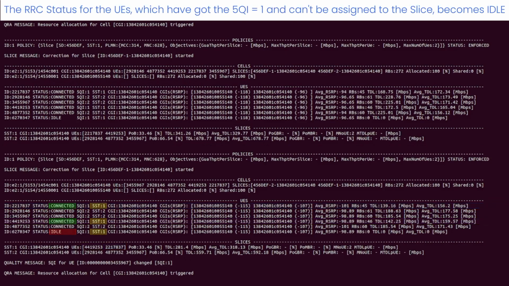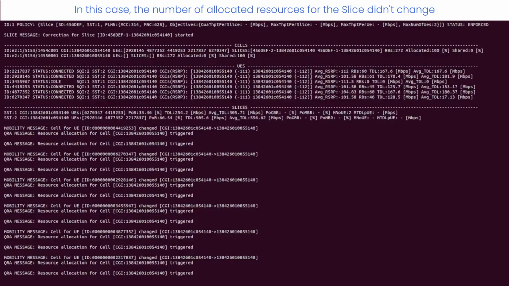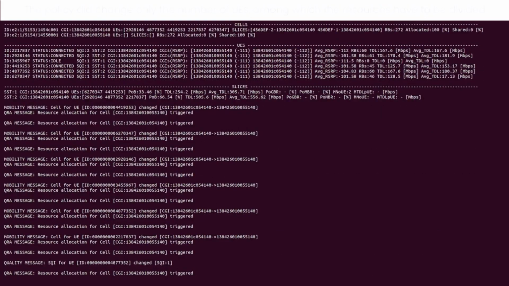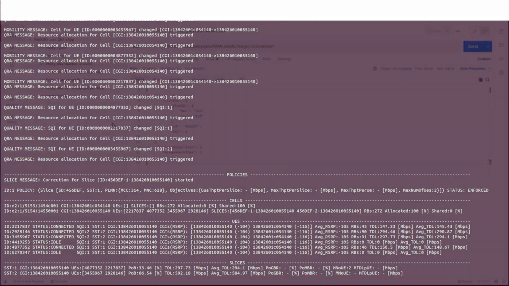The RRC status for the UEs which have got the 5QI equal to 1 and can be assigned to the slice becomes idle. In this case, the number of allocated resources for the slice didn't change. The policy did change only the number of UEs among which the resources have to be divided.